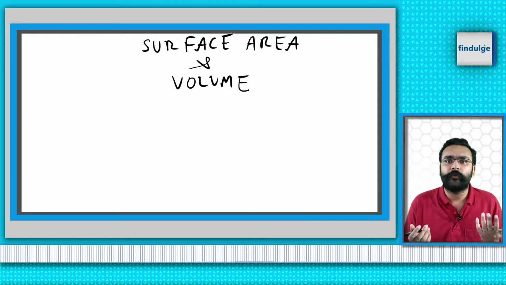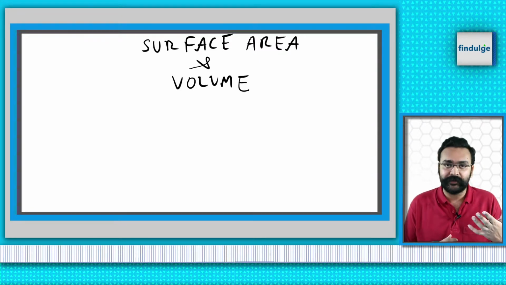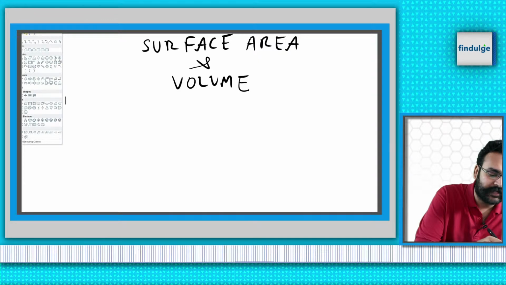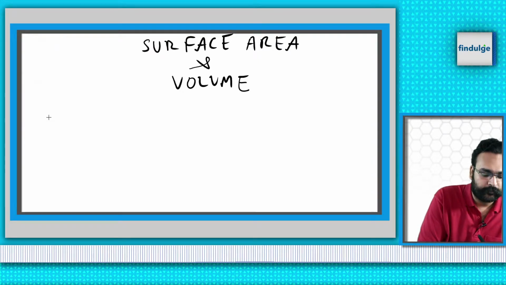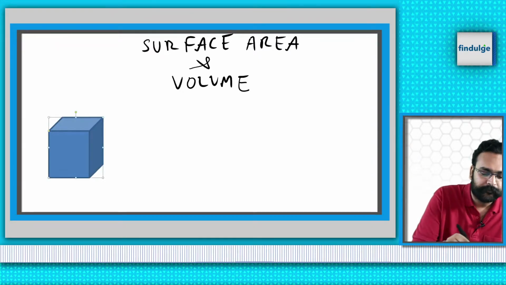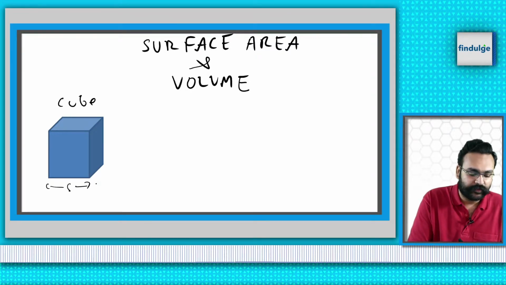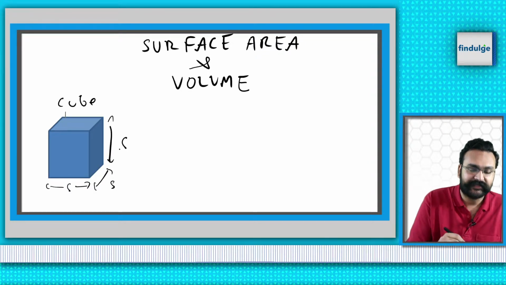So before we do anything in surface areas and volumes, we always like to have our formulas. So let's do a quick recap of the formulas which you remember and the new formulas which we'll deal with. Starting with, of course, our most basic one, which is our cube. Now, we know that our cube is nothing but a figure like this, a box which has a length of s, a breadth of s and a height of s.